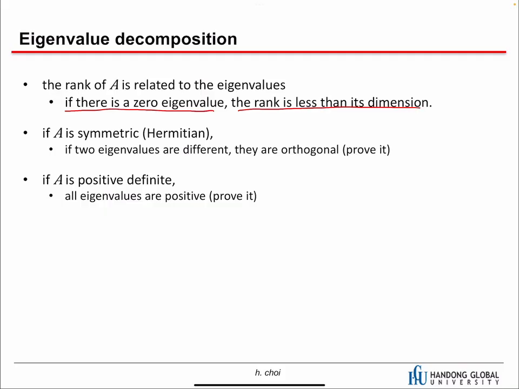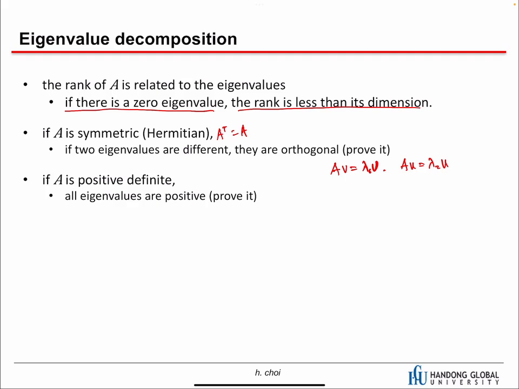Okay, next, A is symmetric. If A is symmetric and two eigenvalues are different, then their eigenvectors are orthogonal. So let's prove it. Symmetry means A transpose is the same as A. Then we have two different eigenvalues. Let's say AV is lambda 1 V, and AU is lambda 2 U. So we have two eigenvectors with two different eigenvalues.